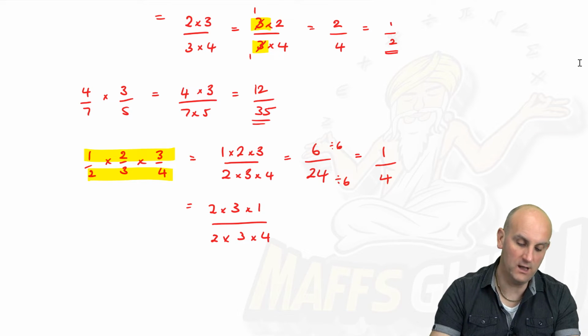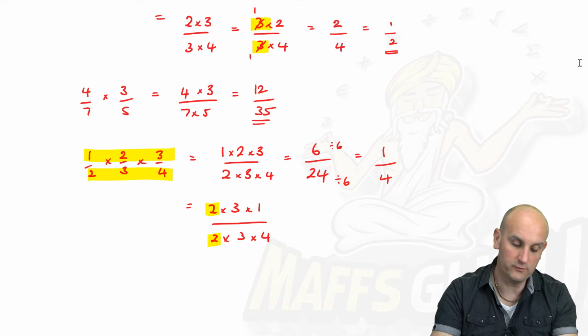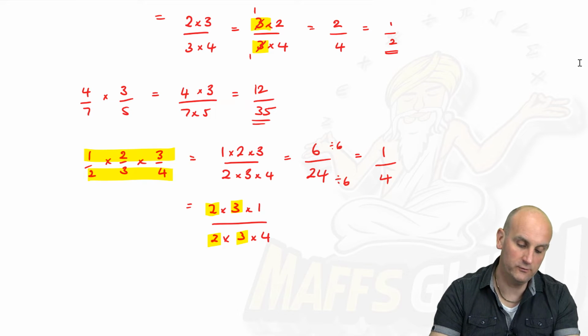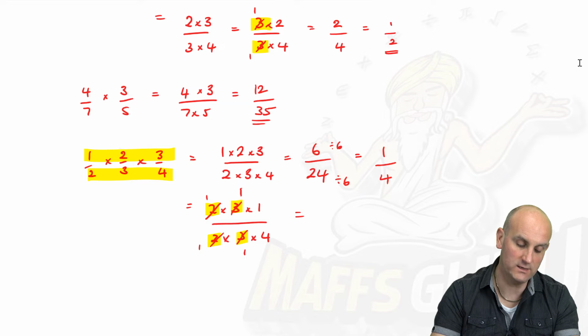Do you see why? I've got a 2 on the top and a 2 on the bottom. They're all kissing. I've got a 3 on the top and a 3 on the bottom, still kissing. And so I can now do 2's into there goes once, and 2's into there goes once, 3's into there goes once, 3's into there goes once, and if we notice, our top is now 1 times 1 times 1, which is 1, and 1 times 1 times 4, which is 4.